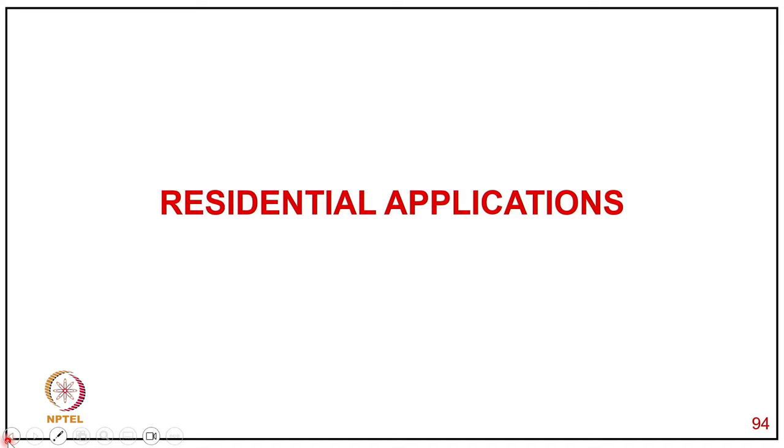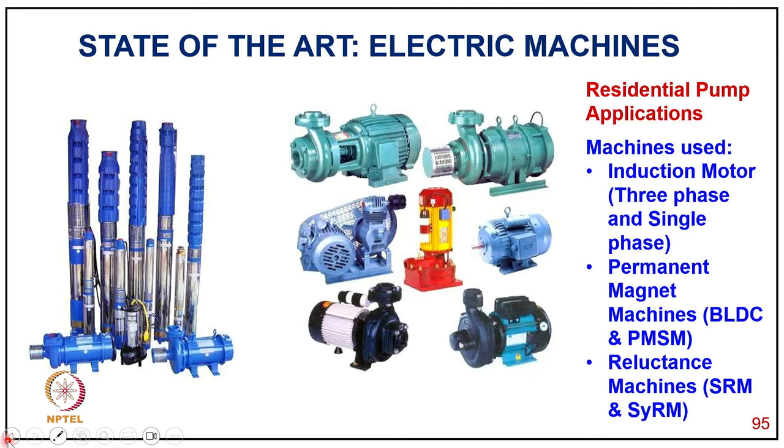Now we are coming to some of the residential applications, or the appliance industry. Typically the residential applications start with the pump. We have different kinds of pumps: where the rating is small, we use single phase, typically a submersible pump, and three phase induction motors. And now we have started using permanent magnet brushless DC motors, permanent magnet synchronous motors, as well as reluctance motors in pumping applications, even with the introduction of solar energy in remote places.